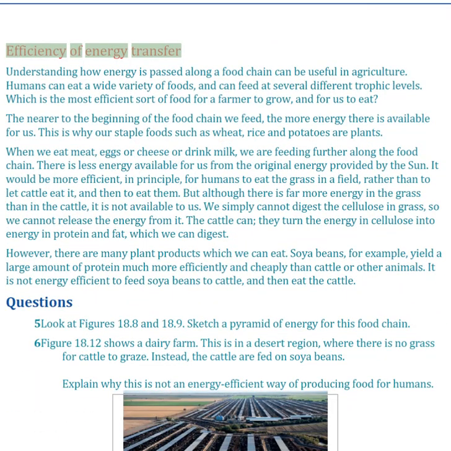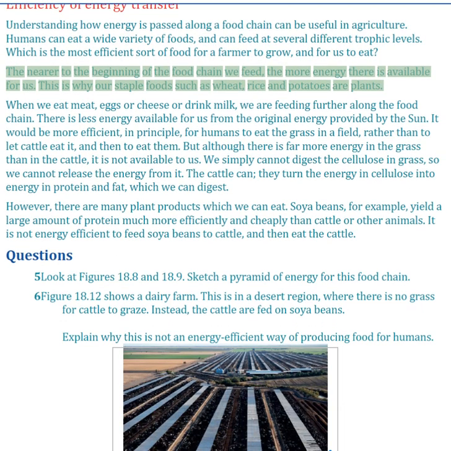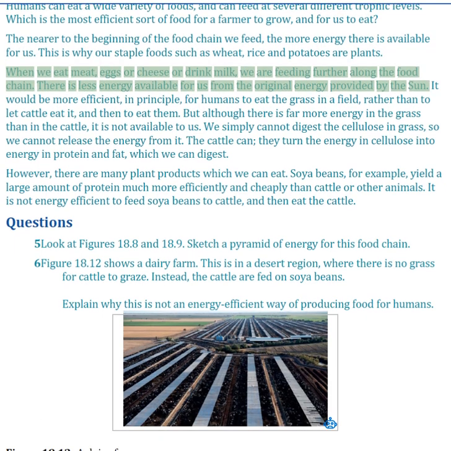Efficiency of energy transfer. Understanding how energy is passed along a food chain can be useful in agriculture. Humans can eat a wide variety of foods and can feed at several different trophic levels. Which is the most efficient sort of food for a farmer to grow and for us to eat? The nearer to the beginning of the food chain we feed, the more energy there is available for us. This is why our staple foods such as wheat, rice and potatoes are plants. When we eat meat, eggs or cheese or drink milk, we are feeding further along the food chain. There is less energy available for us from the original energy provided by the sun.